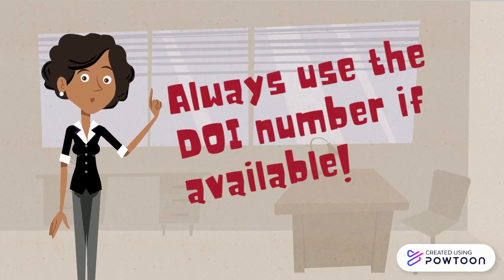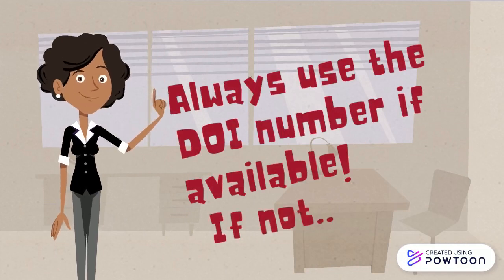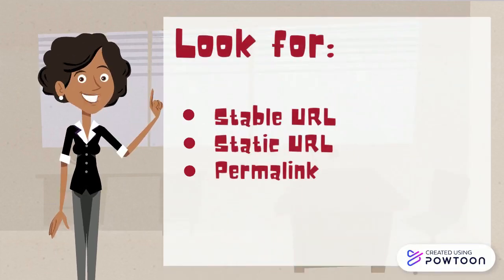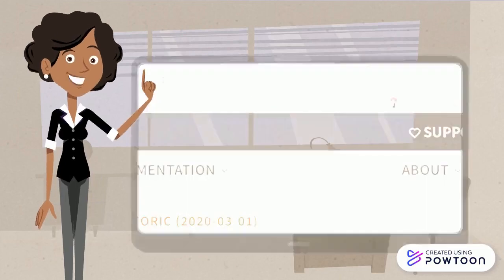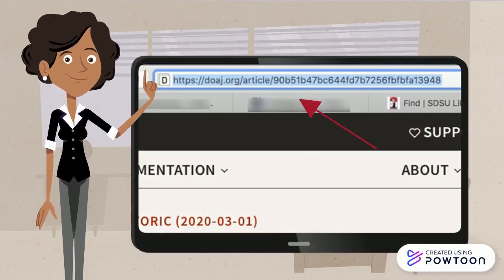Not all documents have a DOI, so if there is no DOI, you want to look for a stable URL. This is often called a static URL or a permalink. And if this is not available, use the URL in the address bar.